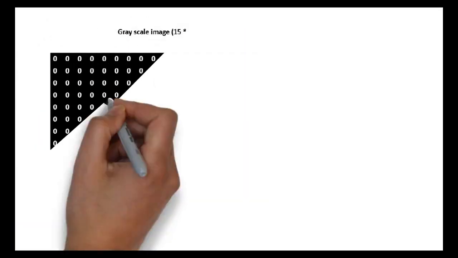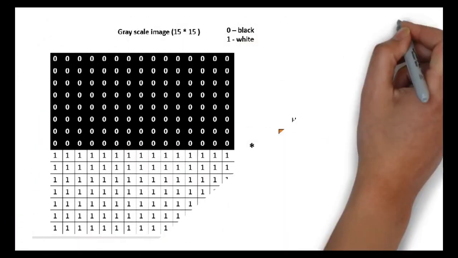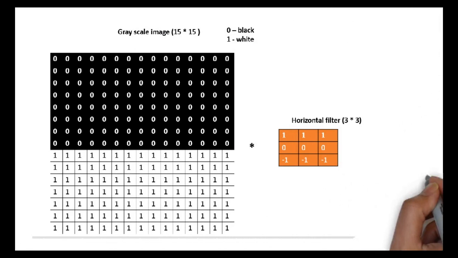Now here on the next slide, we have the input image that can be convolved by a 3 by 3 horizontal filter. The filter has ones, zeros, and minus ones in the first, second, and third rows respectively. This filter shall be used to detect the horizontal boundary on the input image.